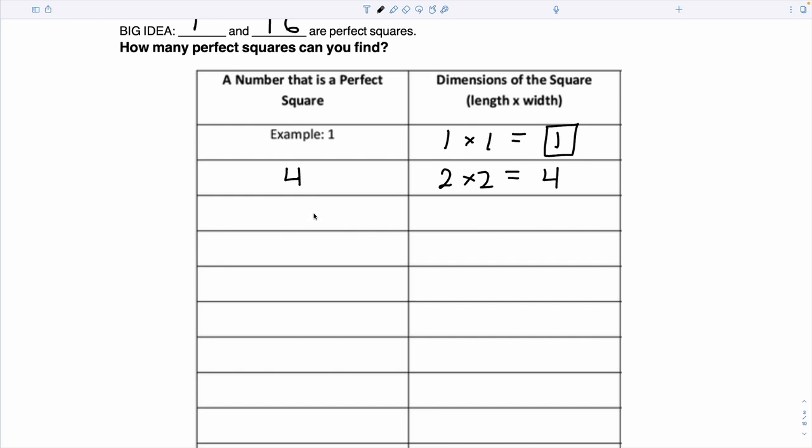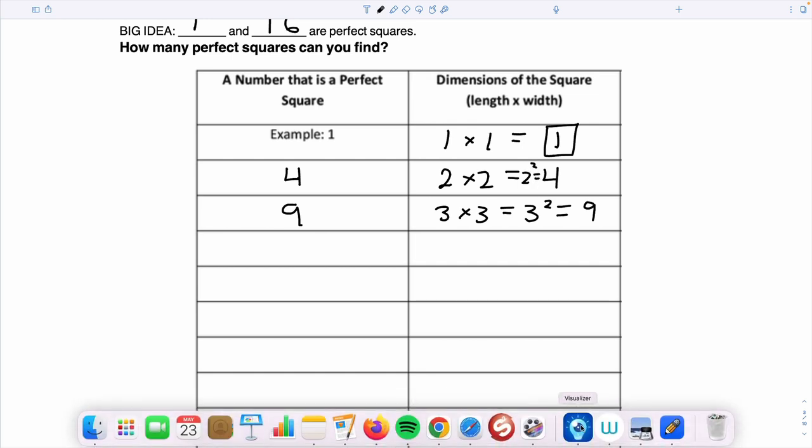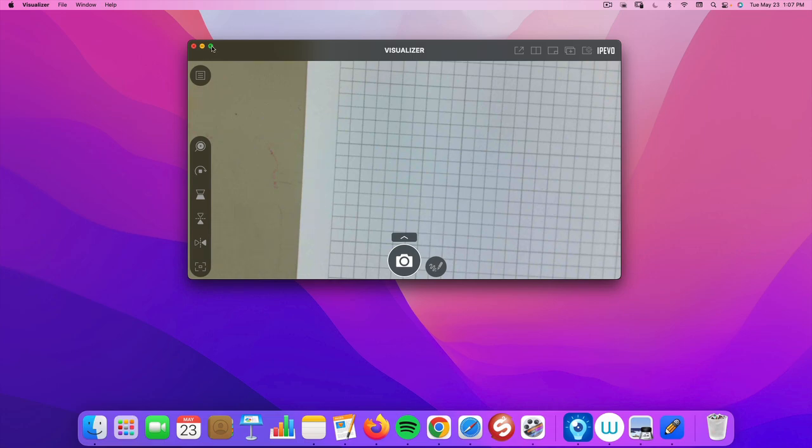What's another perfect square that I already found out? Frankie? Yeah, I think we did 3 times 3, so the perfect square would be 9. If you want to write the squared, and that kind of helps you, you can put 3 squared here, or 2 squared here. On your grid paper, this is what you're going to show me.